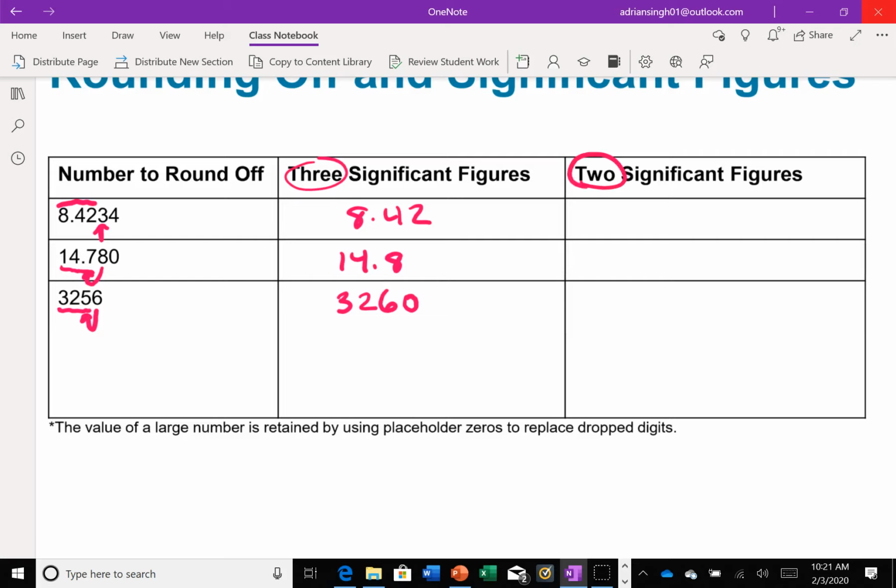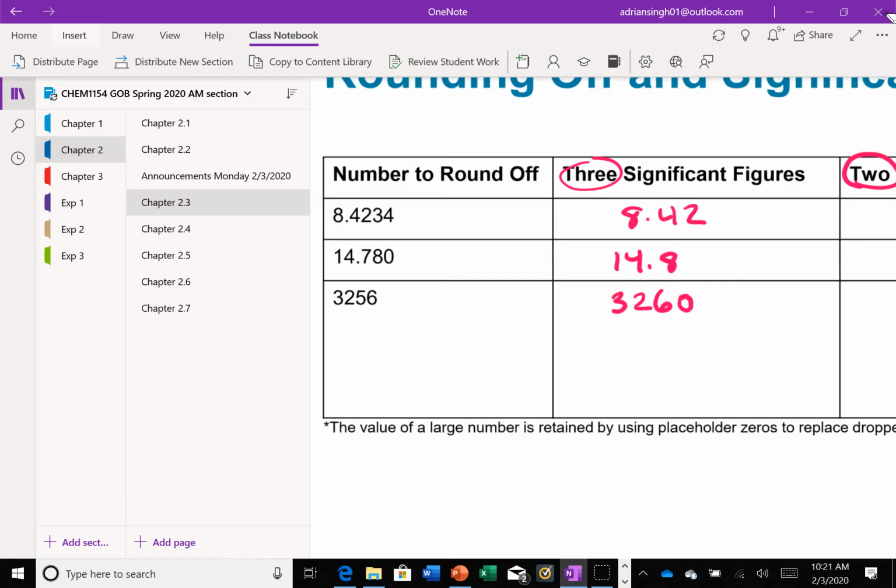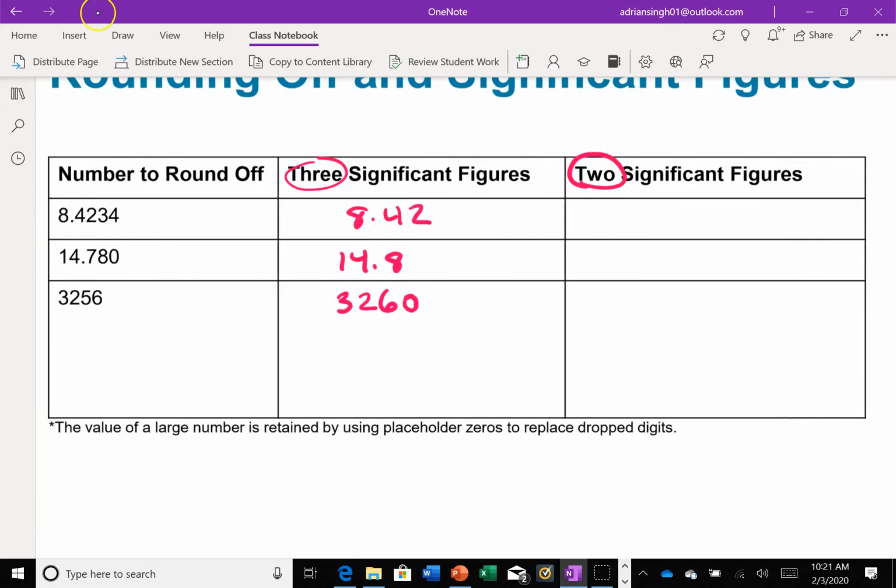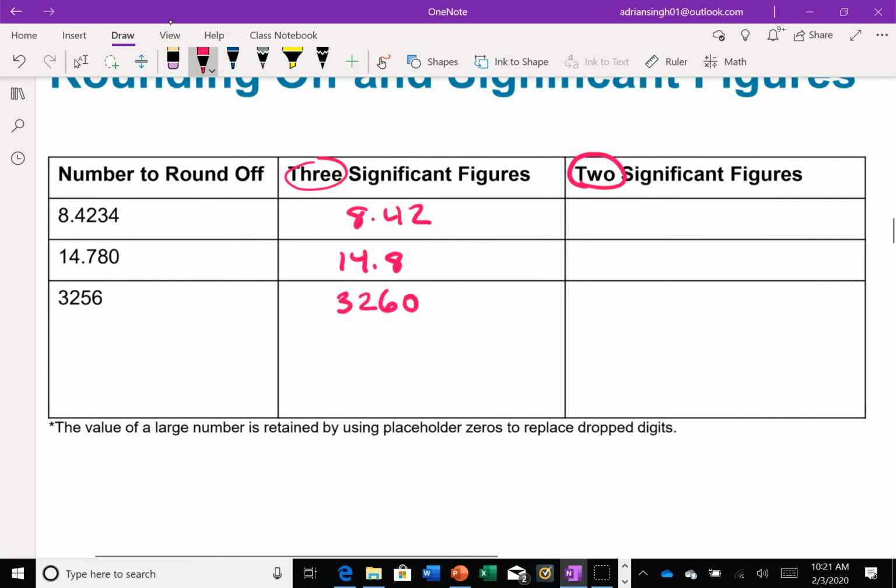All right, so if you're going to round those to 2 sig figs, we're just going to go through a couple of these. Let's take a look now. All right, so 2 sig figs here. We're going to go for the 8 and then the 4. All right, those are our first 2 sig figs. The 2 that comes after the 4 is less than 5, so this then would be 8.4. All right, and then the 14.780. The 1 and the 4 are the first 2 sig figs. The 7 that comes after the 4 is 5 or more, so we're going to add 1 to the 4 here, and that ends up being 15.